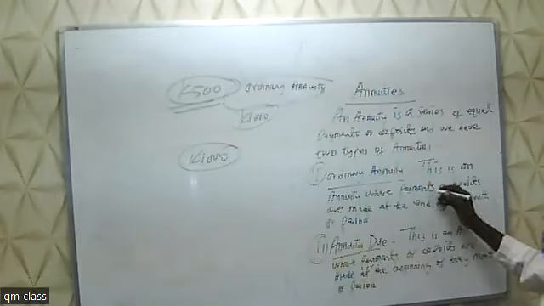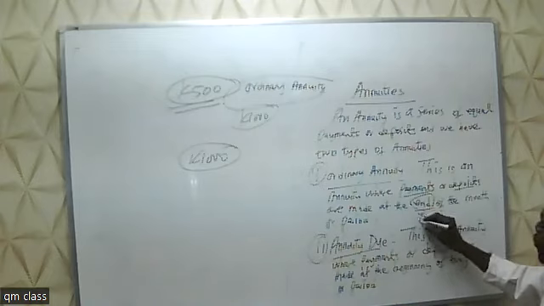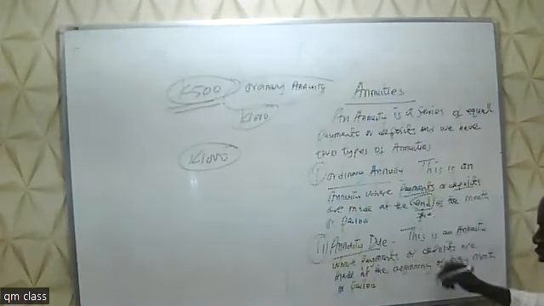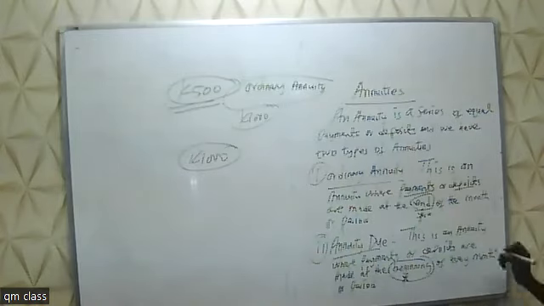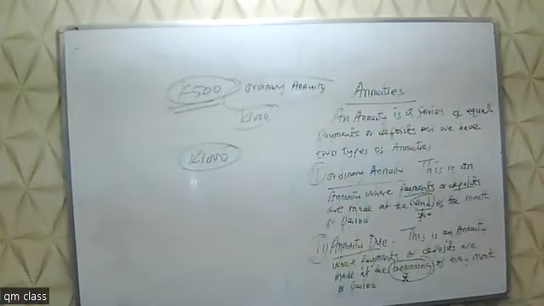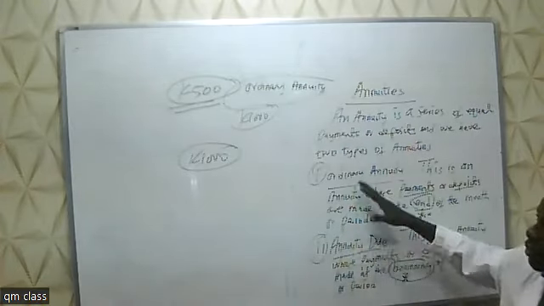So ordinary annuity is where payments or deposits are made at the end. This is a very important point. Annuity due is where at the beginning of every month you say, deduct 500 or 1,000. Is that okay? So this is the distinction between these two.